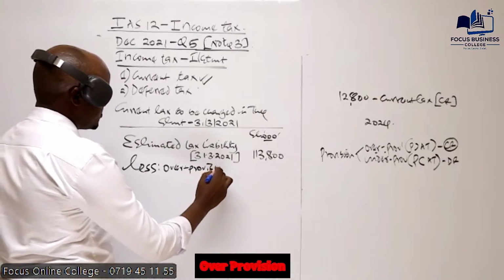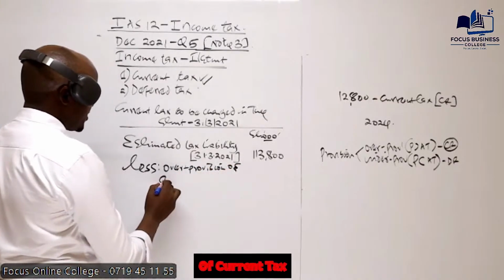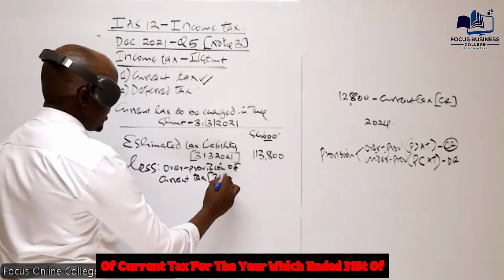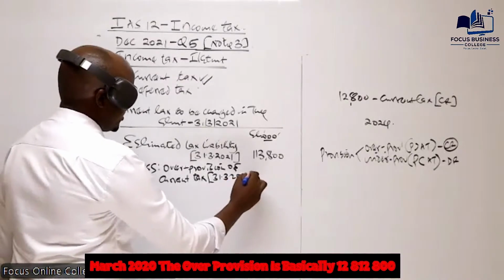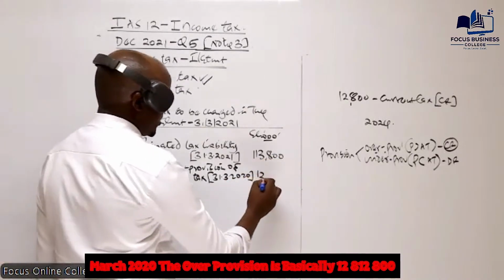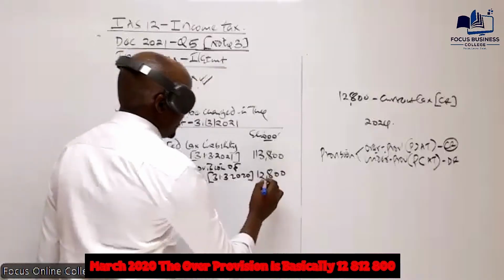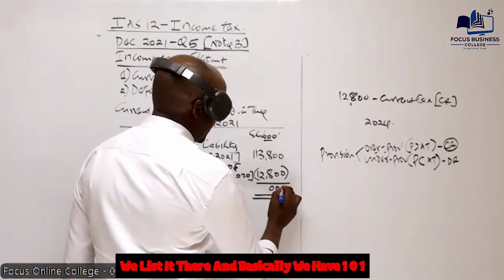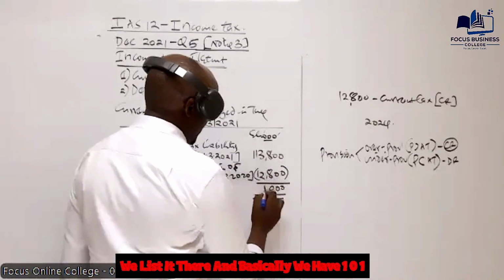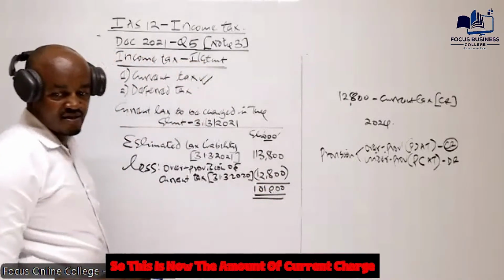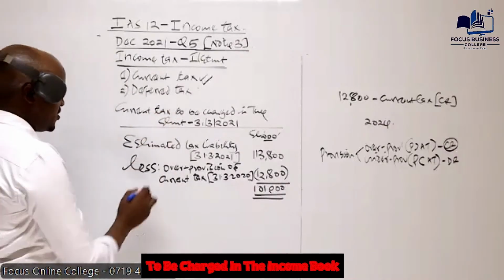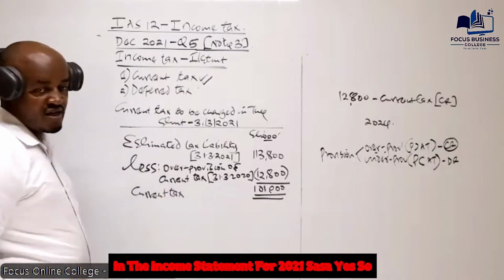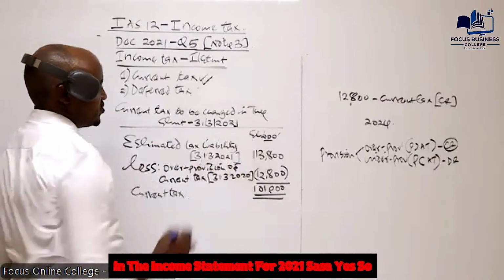Over provision of current tax for the year which ended 31st of March 2020. The over provision is basically 12,800. We less it there. And basically we have 101. So this is now the amount of current tax to be charged in the income statement for 2021.